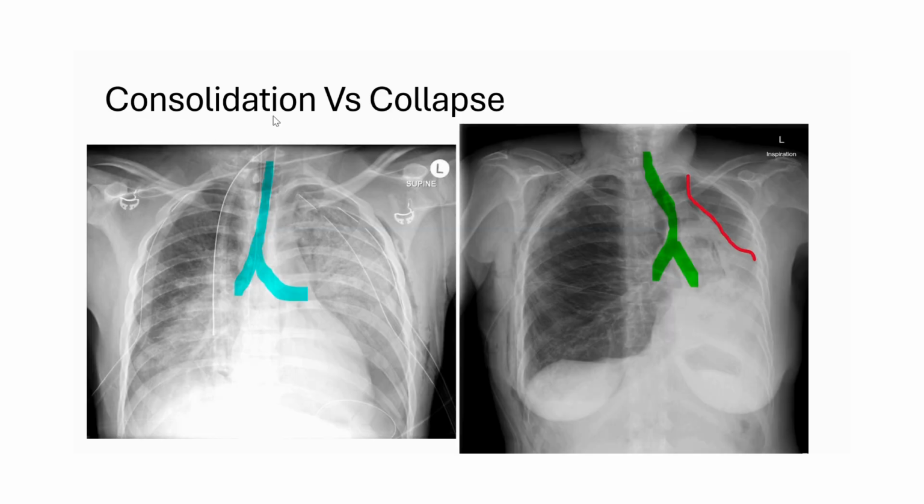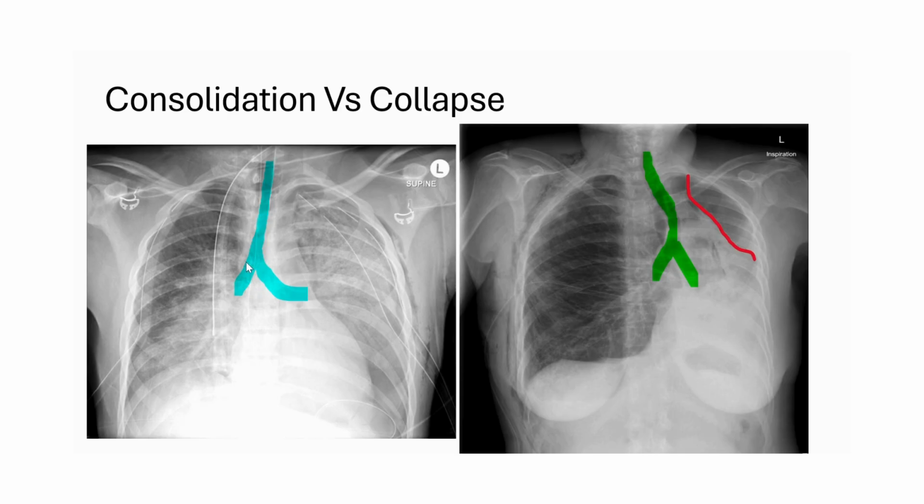Now we have to differentiate consolidation from collapse, because both have a similar opacity in chest X-ray. Both have increased opacity in chest X-ray, and air bronchogram can be seen in both consolidation and collapse. So we have to differentiate. Collapse shows features of volume loss, whereas in consolidation there is no feature of volume loss.